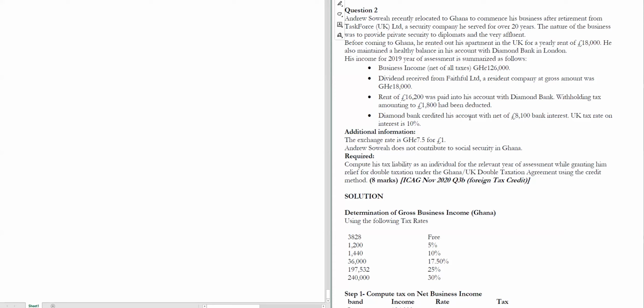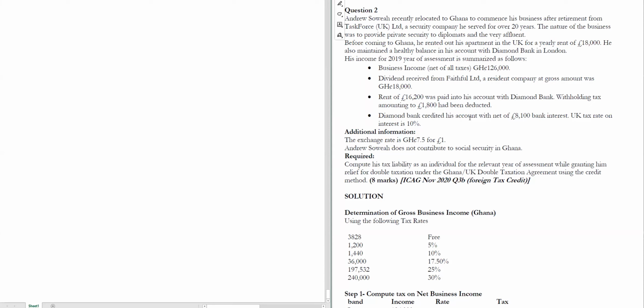Andrew Sowia recently relocated to Ghana to commence his business after retirement from Tax Force UK Limited, a security company which he served for over 25 years. The nature of his business was to provide private security to diplomats and the very affluent. Before coming to Ghana, he rented out his apartment in the UK for a yearly rent of £18,000, and he also maintained a healthy balance in his account with Diamond Bank in London. His income for the 2019 year of assessment is summarized as follows.